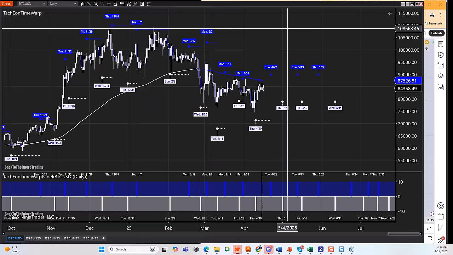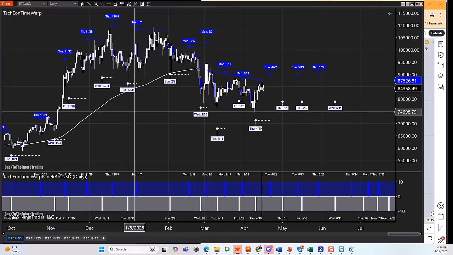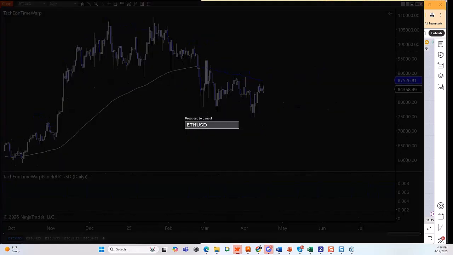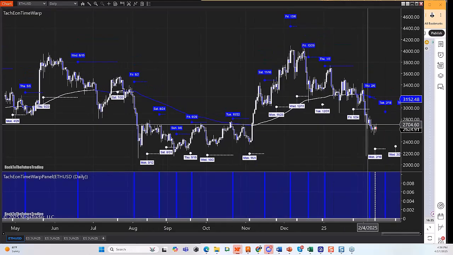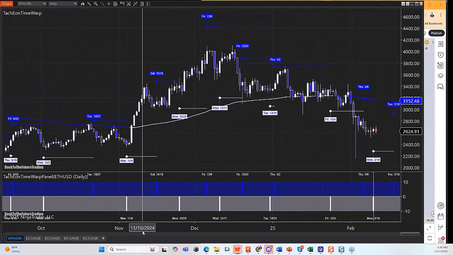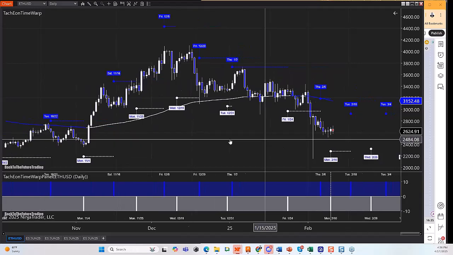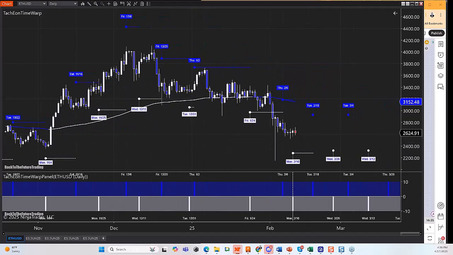Yeah. Bitcoin's on a schedule. Ethereum is on a schedule. Doge is on a schedule. XRP is on a schedule. All of these signals were always these signals and will always be these signals. There's a long window in Ethereum from February 10th.